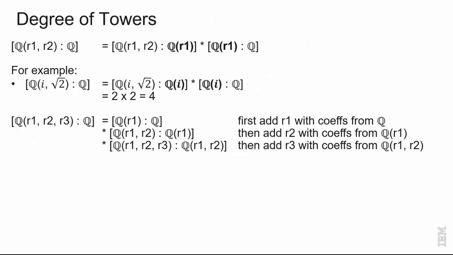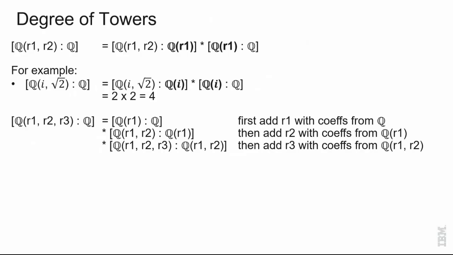And we saw the example before, right? If you take the Q adjoin i and square root of 2, using only coefficients of Q, you get a vector space of size 4, which happens to be the product of the dimensions of two extensions of size 2. The same, because this is a tower law, holds for any number of extensions that you want to do.